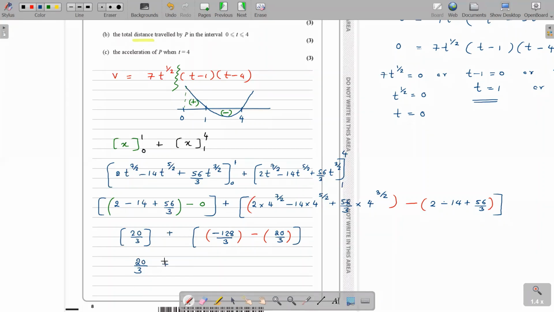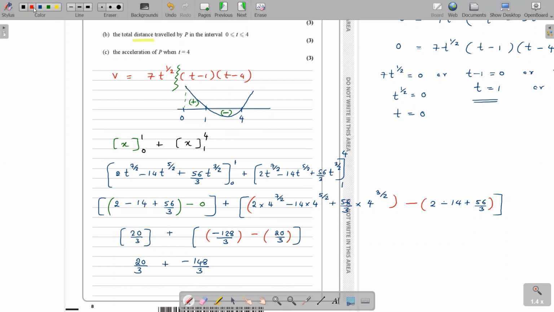Minus 128 over 3 minus 20 over 3 gives me minus 148 over 3. Do you see this? And then you can see that's the negative displacement. That's the displacement we have from 1 to 4. I expected this to be negative. So what should I do here? Since I want distance, I want the positive and the negative. I want everything.